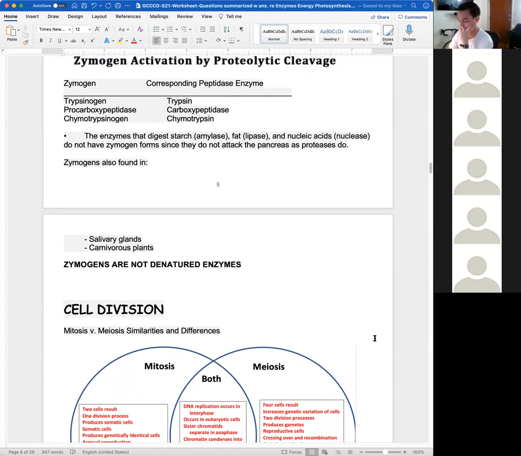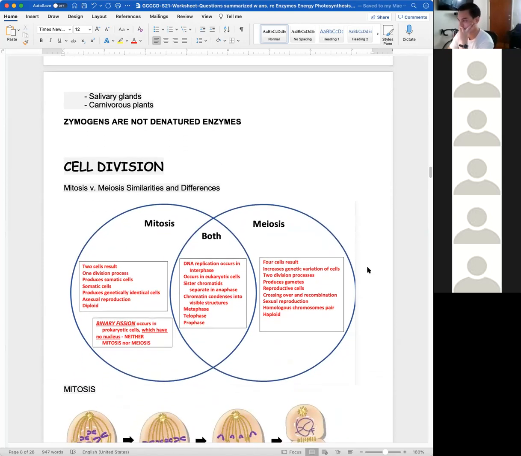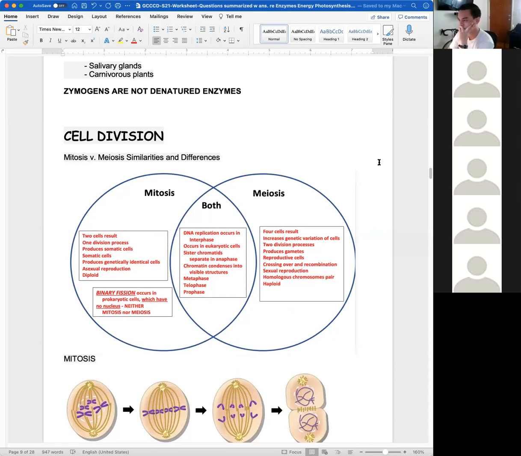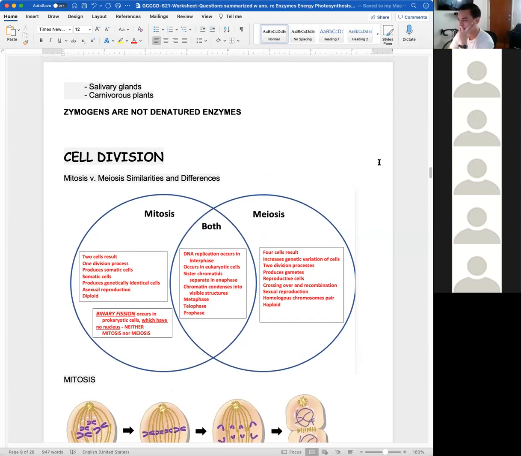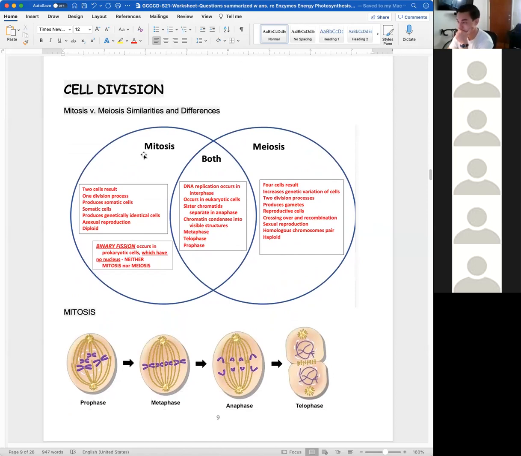Okay, if we're done with that, let's talk about cell division. There was a lot of interest in cell division. And several of the questions asked about similarities and differences between meiosis and mitosis. And for that, I call your attention to the worksheet. This is a picture from the worksheet that compared mitosis and meiosis and asked what processes are unique to each and which ones are common to both.